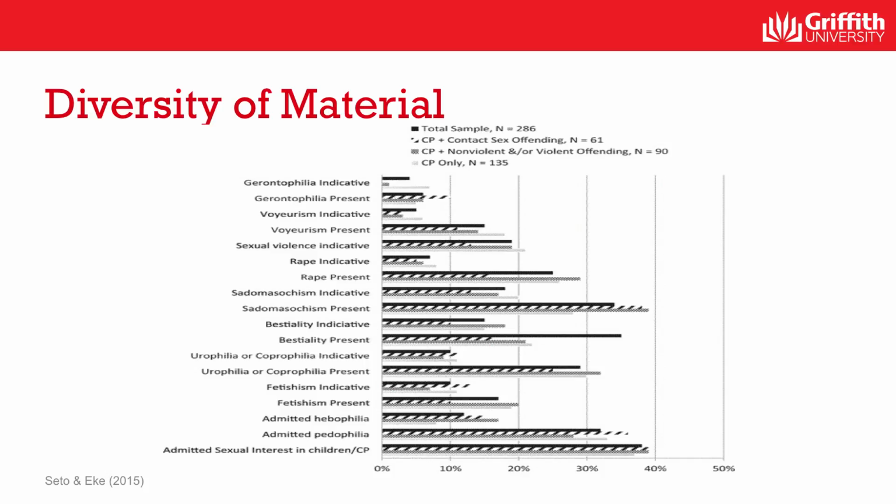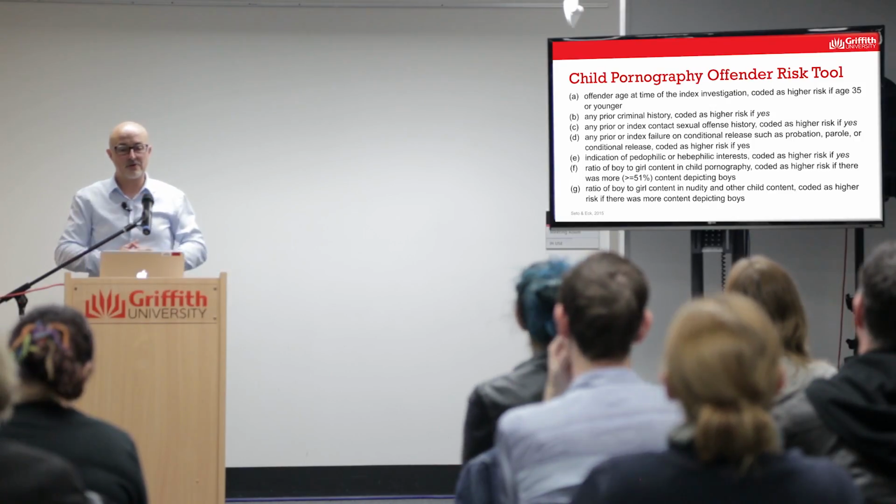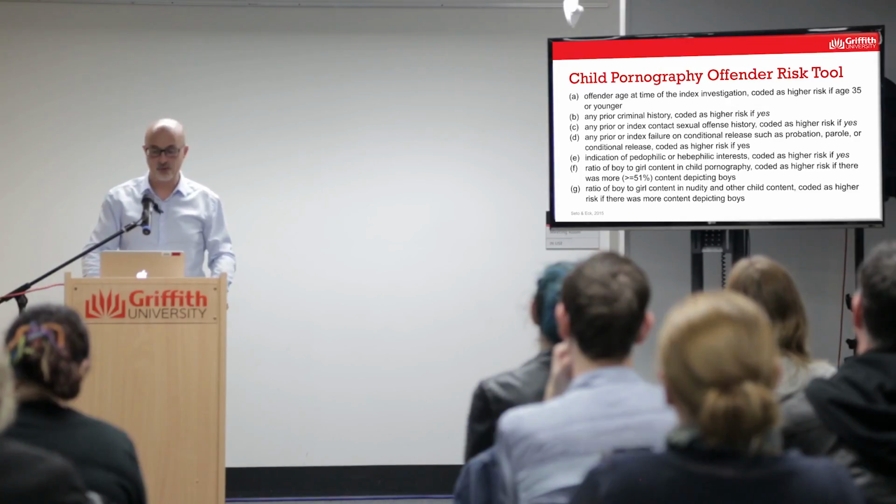Now, there were some weak links, which I'll come to when I get to the risk assessment tool, because they nicely distilled the ones which were predictive into it. I might leave that up later if people want to peruse it with some wine afterwards. So what is the Child Pornography Offender Risk Tool, the CPORT?